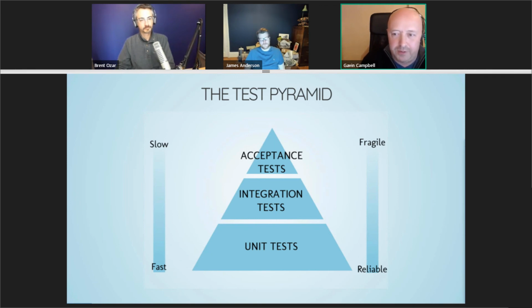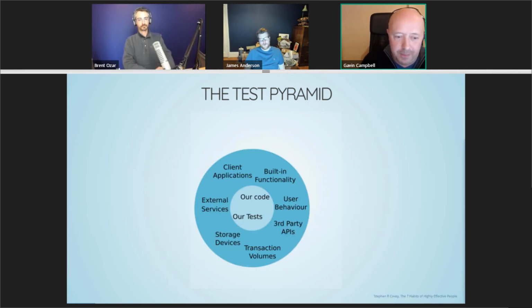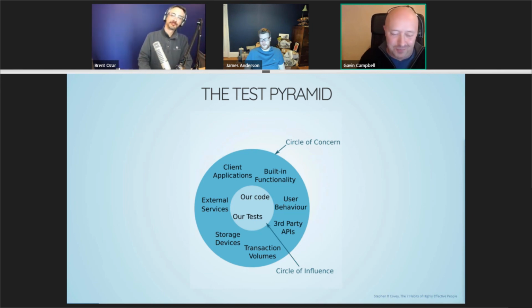Another way I like to think about this is in terms of this notion here. This is something called the circles of influence and the circles of concern. I had no idea where this was from, so I ended up searching for it. It turns out to be from the book The 7 Habits of Highly Effective People. It just shows how much that stuff penetrates our culture. So anyway, the idea with this picture is that the stuff in the light circle in the center, which is our code and our tests, are the only things that we're actually empowered to fix.